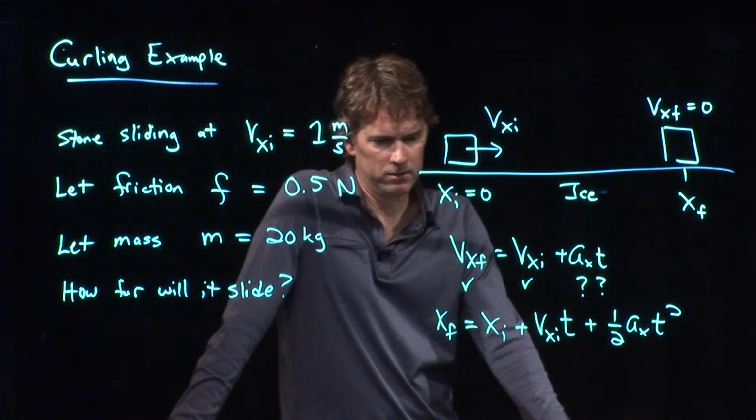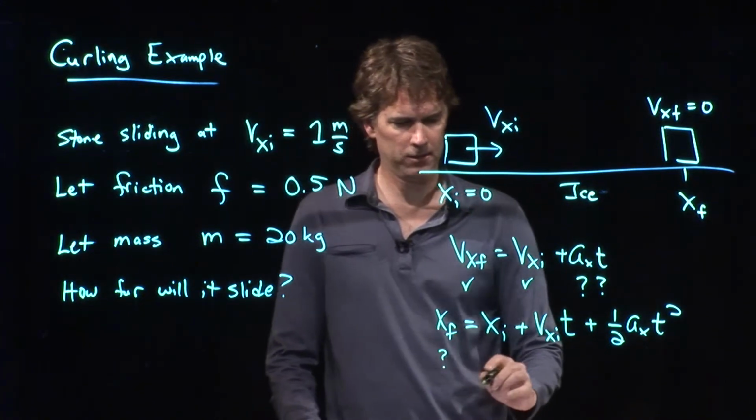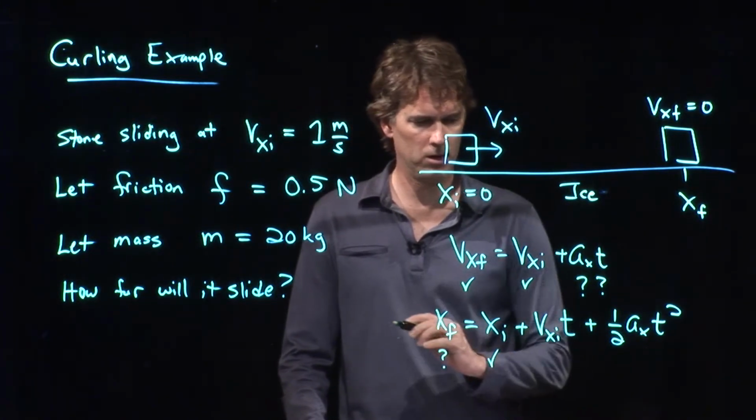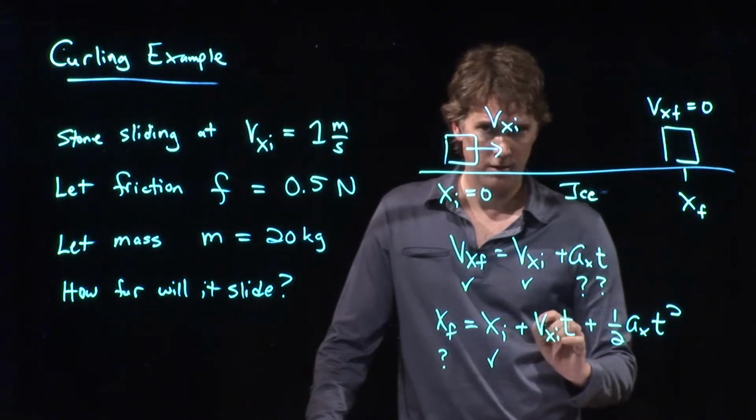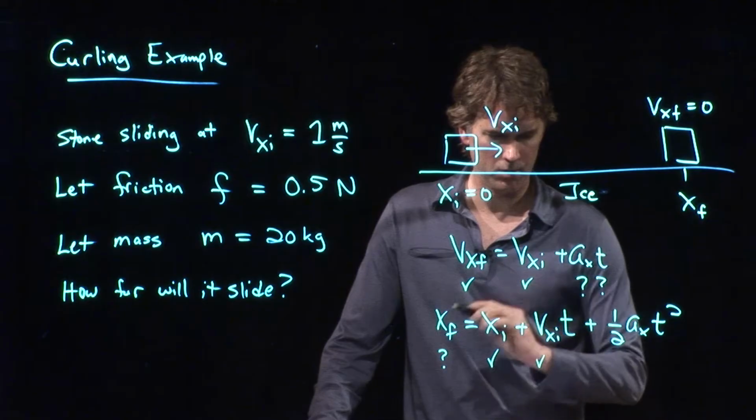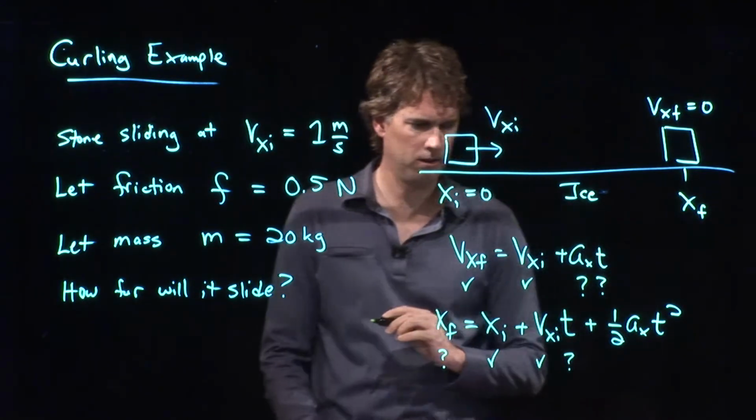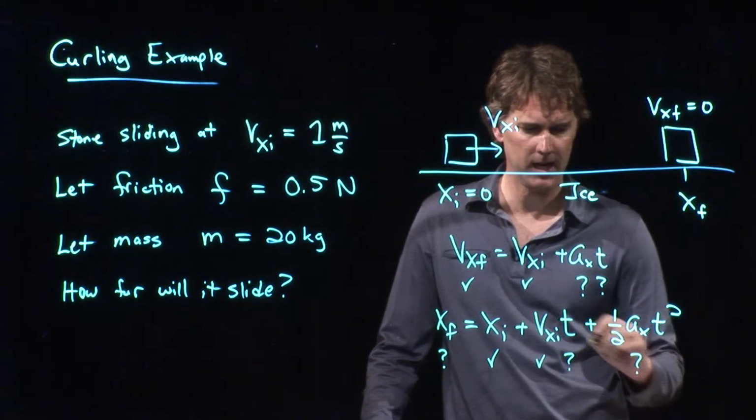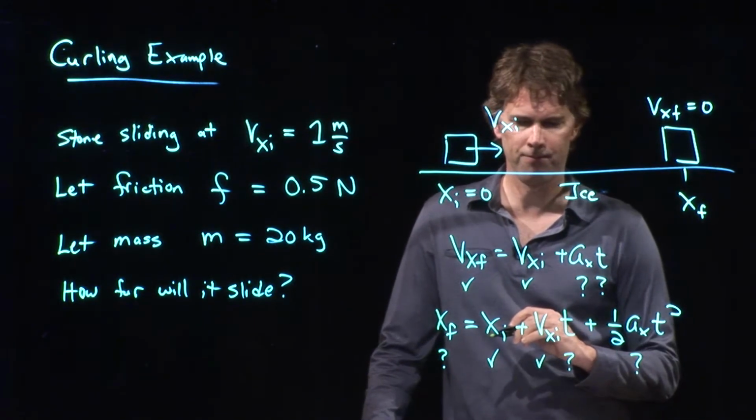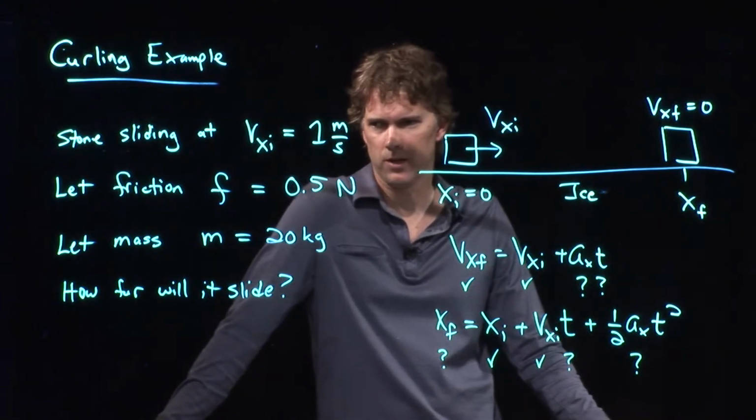That seems like it might be good, right? This is what we want. We don't know it yet, but that's what we want. That one looks like 0. Vx initial, we certainly know that. T, we do not know yet. Ax, we don't really know that yet either. So, it seems like we need a little more information.